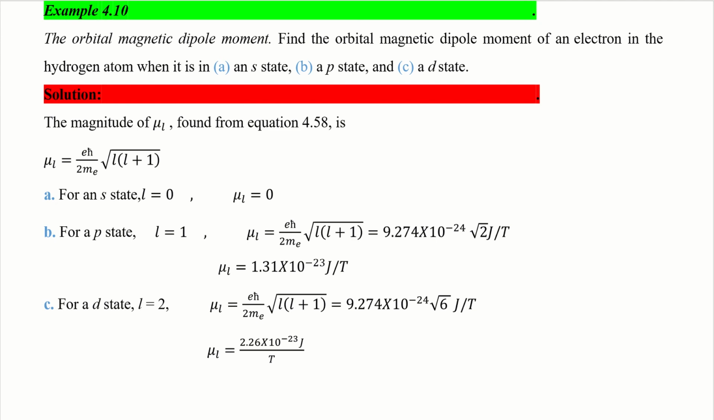For a D state, we have orbital quantum number l equal to 2. We get mu sub L is equal to 2.26 multiplied by 10 to the power minus 23 joule per Tesla.